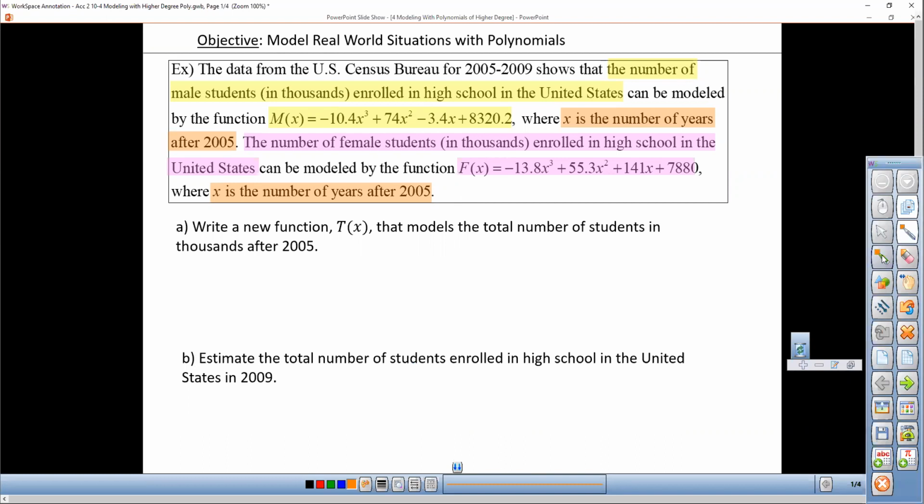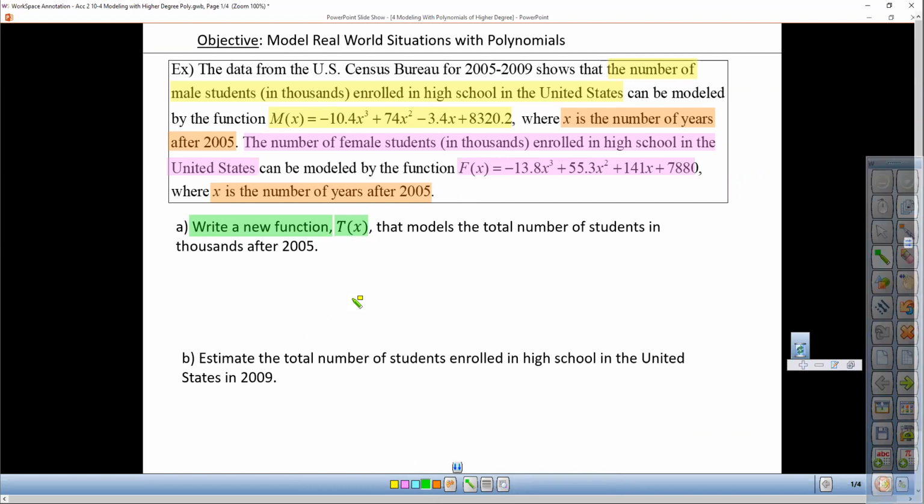So here, I'm supposed to write a new function, and this new function, notice, is given a name, t of x. Just like I was mentioning in the previous lesson, when you're writing a function, your answer is not correct unless the function has its name at the beginning. And the name we are told for this function is going to be t of x. So we need to make sure our final answer will start with t of x equals.